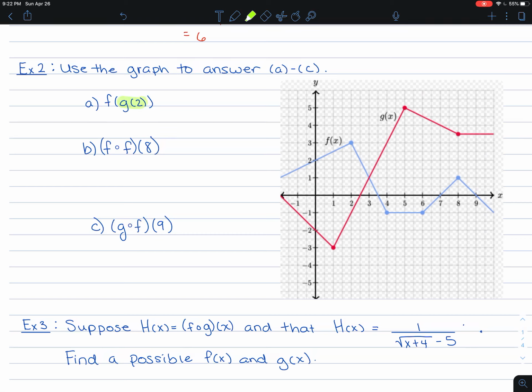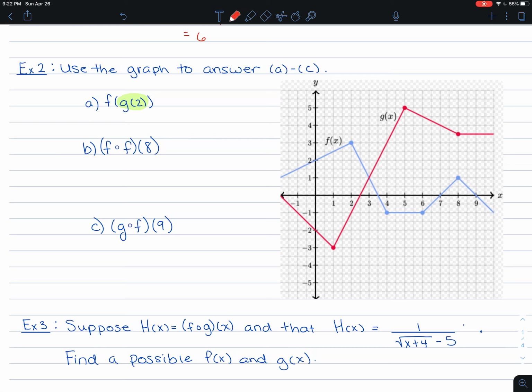Okay, so first, again, we're working our way inside out. Let's look at g of 2. That means, and this we've done before, just the g of 2, not the f of g of 2. But that means we look at our g graph because we're looking at g of 2. And the 2 is our x value. So let's go ahead and look for x equals 2 in our g graph.